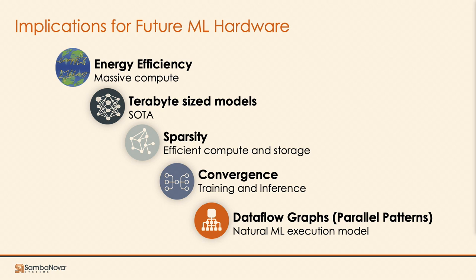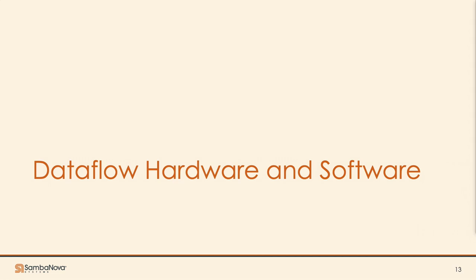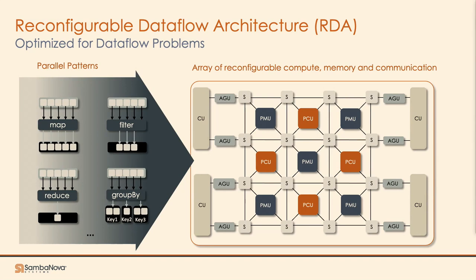And lastly, we talked about data flow graphs being the natural execution model for ML, and these data flow graphs can be translated into parallel patterns. So given these insights about algorithms, now we can talk about what data flow hardware and software can be developed to exploit these insights. So the key idea is a data flow graph execution engine that could exploit parallel patterns. And this is what we've developed in the form of a reconfigurable data flow architecture. This data flow architecture is composed of dedicated memory and compute that are optimized to execute parallel patterns. So you've got PMUs, which are pattern memory units, and PCUs, which are pattern compute units.